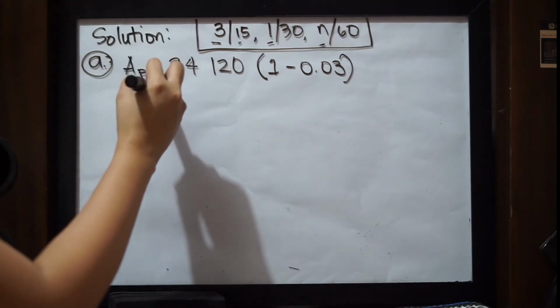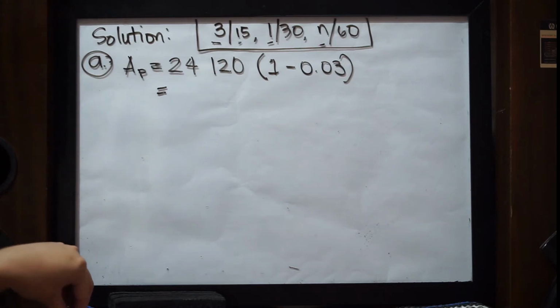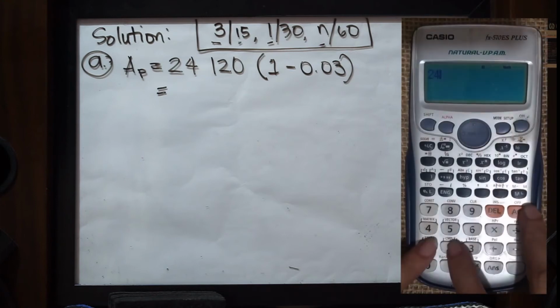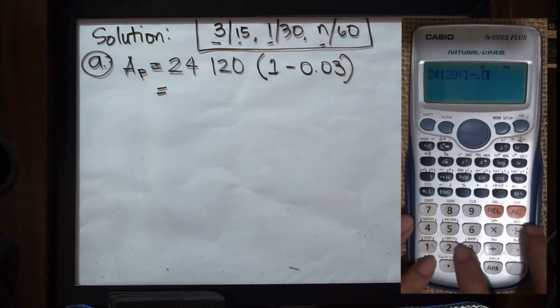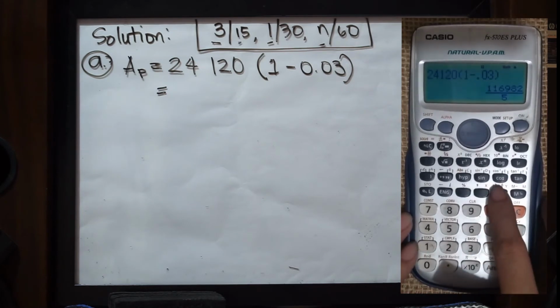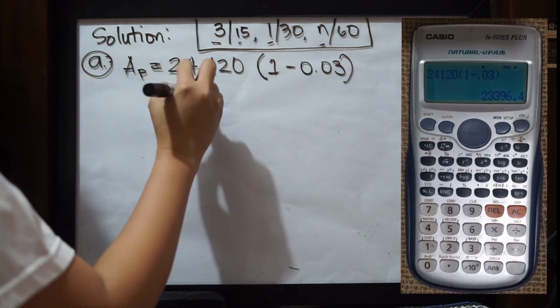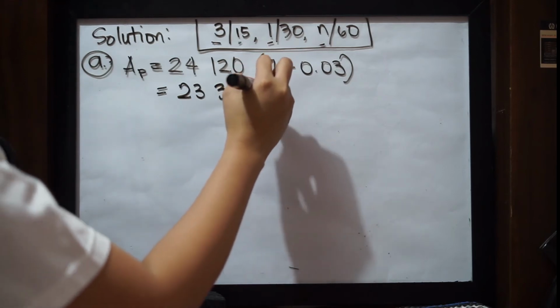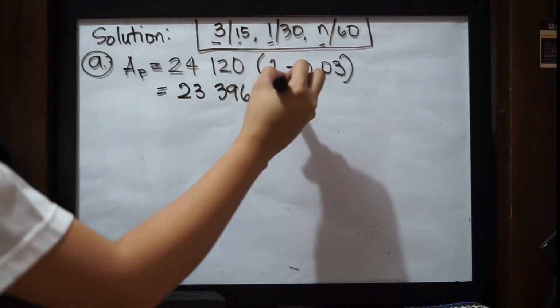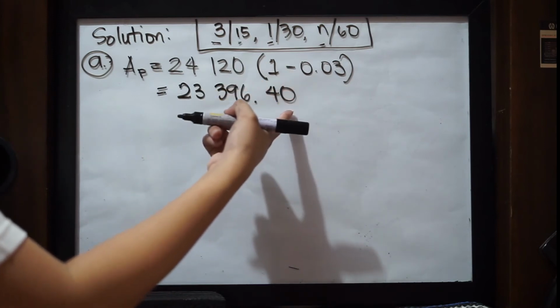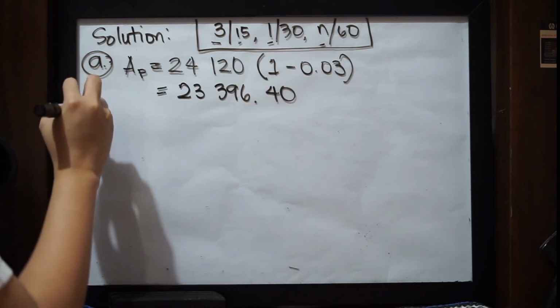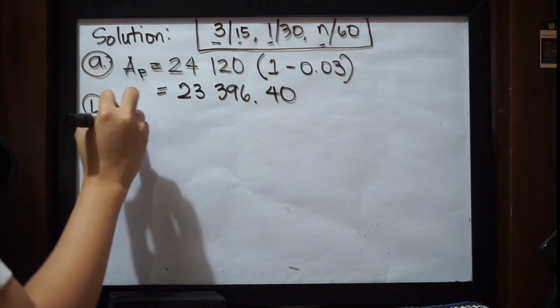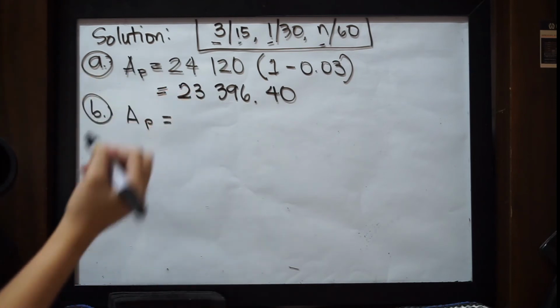Solving this one directly in your calculator, we will have 24,120, open parenthesis, 1 minus 0.03, equal sign, S to D. The answer is 23,396.4. 0.4 is the same as 40. So, either you include 0 here or not, okay lang din. So, let's now solve for the amount payable for letter B.